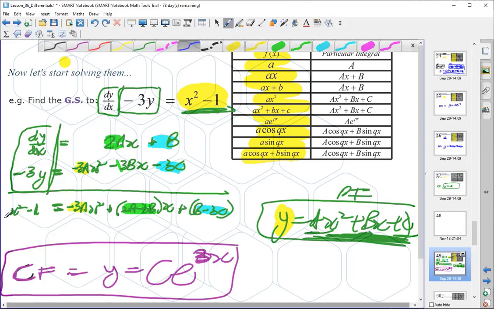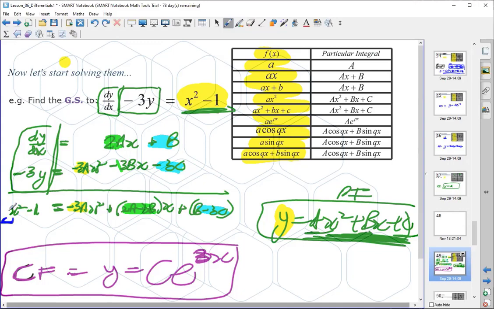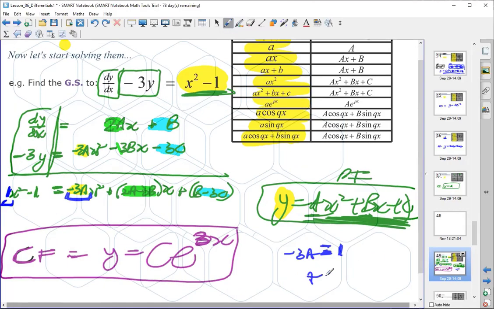So what's the number in front of the x squared here? Well, it's a 1. And what's the number in front of the x squared here? Well, it's a minus 3a. So minus 3a has to equal 1, and so a has got to be minus a third. Okay, so I know a is minus a third. So I'll put that in there, and also into there. So that's going to become minus 2/3, because that's 2a.